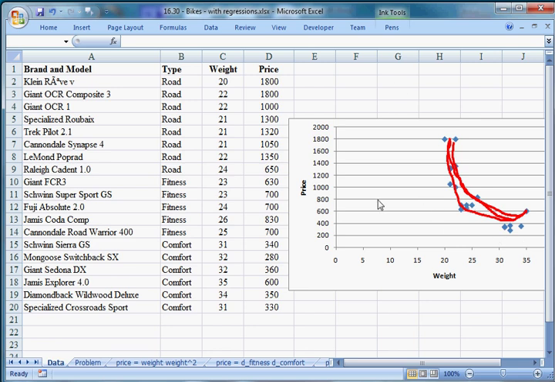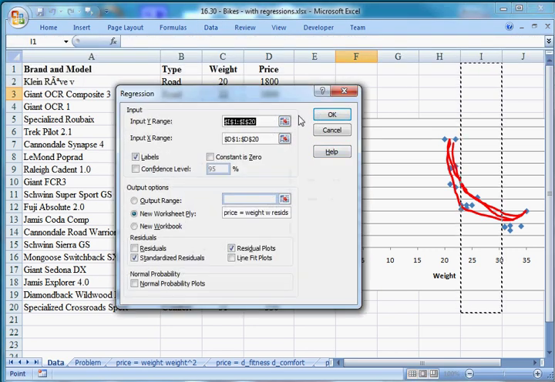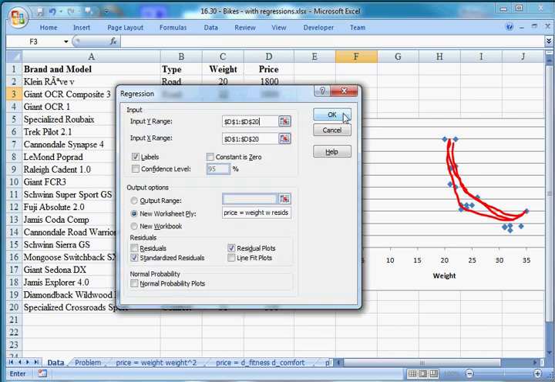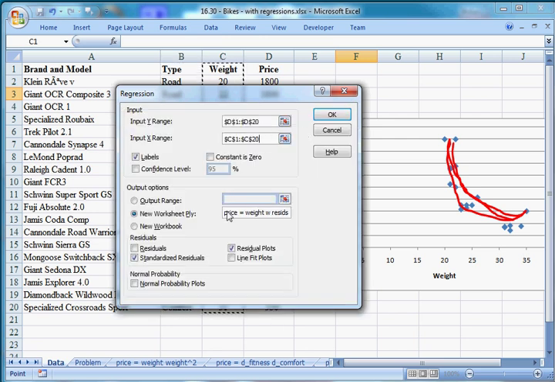Okay, well, let's imagine that you didn't put together a scatter plot. How would you know then? Well, we can run a regression where our y is price. That's our dependent variable. We want to know how price is dependent on weight, and here our independent variable is weight. Check labels, standardized residuals, and residual plots. These are the ones we want to check. And then I'm going to name this price equals weight with resids so that we can take a look at it.